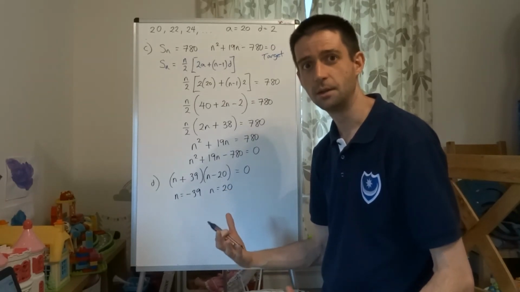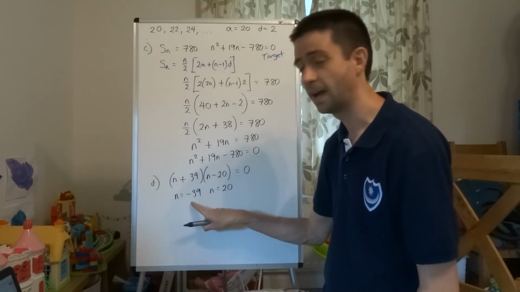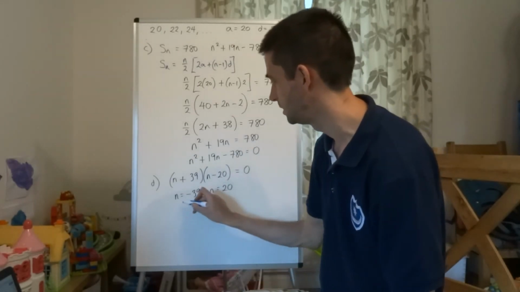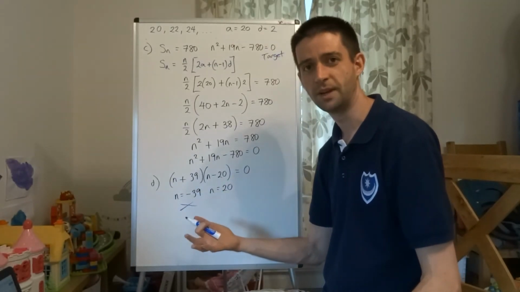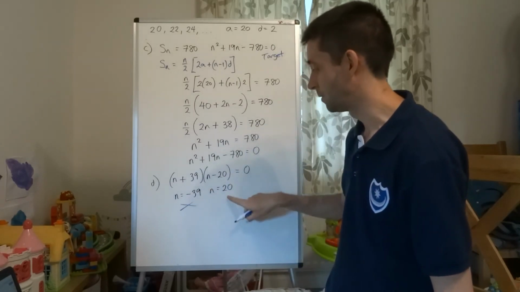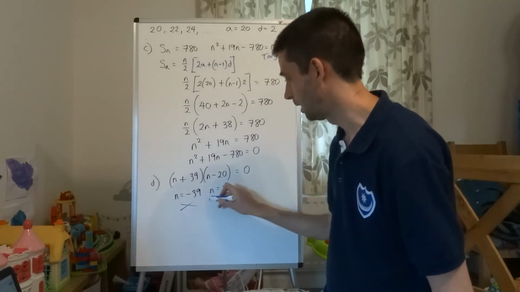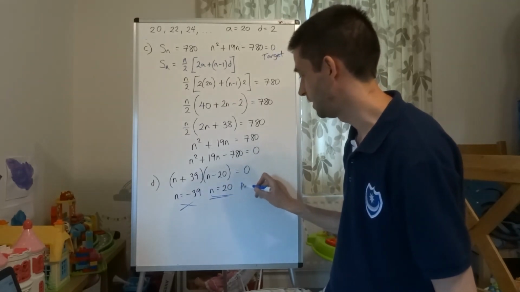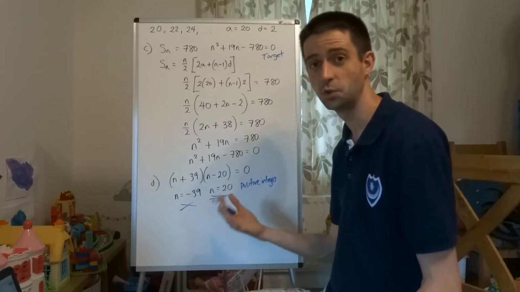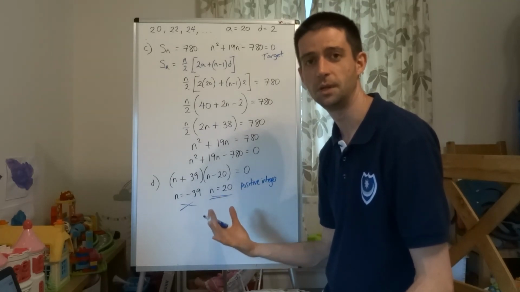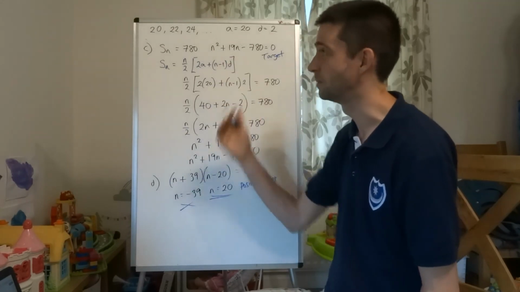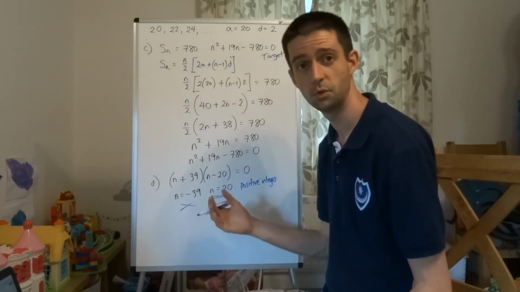Now, because n represents the number of terms, n cannot possibly be negative 39. You cannot have minus 39 terms. So this is an invalid solution. It's one of my favourite phrases. We've solved the equation, but it doesn't solve the model. However, this value here, n equals 20, n must be a positive integer because it represents a number of terms, and therefore n equals 20 is the solution to the equation. It is 20 terms, so 20 weeks to get to a sum of 780 kilograms, which was part D.